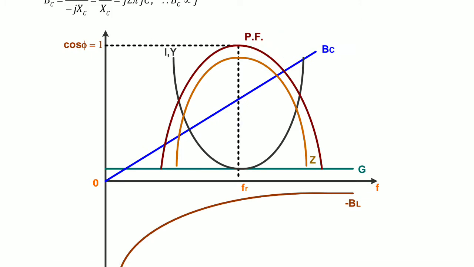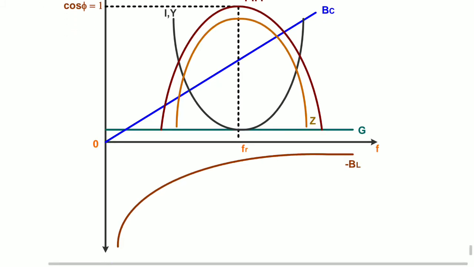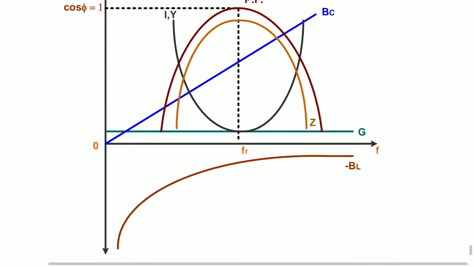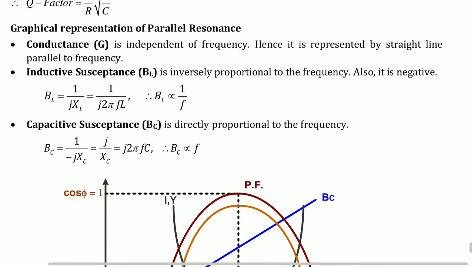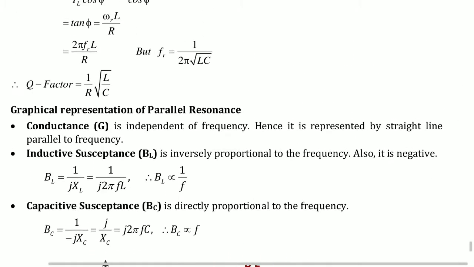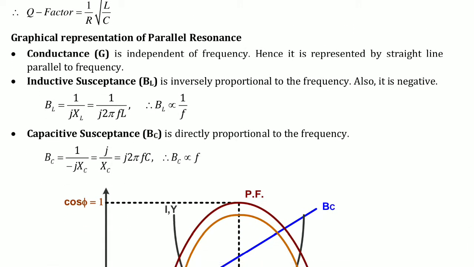Y is nothing but the admittance of the circuit, and the current is also given. Z is the impedance of the circuit, and another one drawn is the power factor of the circuit. All these are drawn from the graphical representation of the parallel resonance circuit. Now see how it will be drawn, from the following representation of parallel resonance.